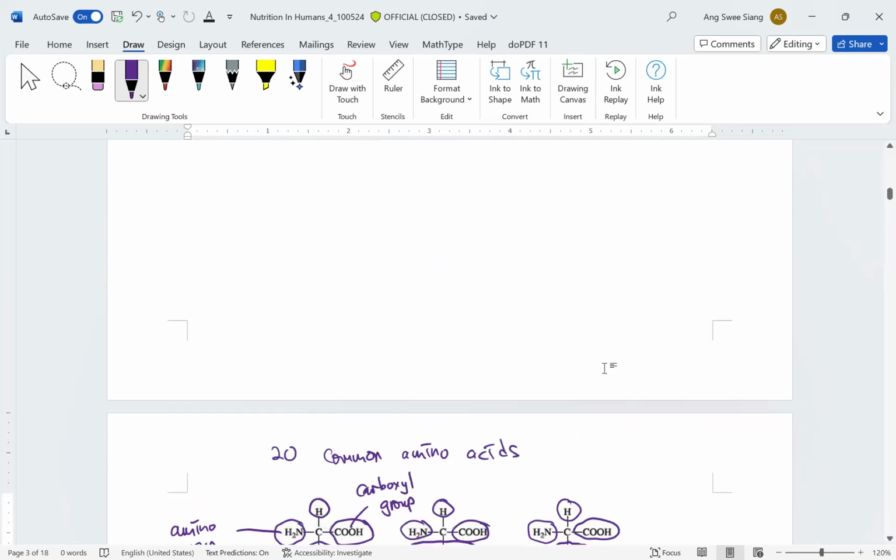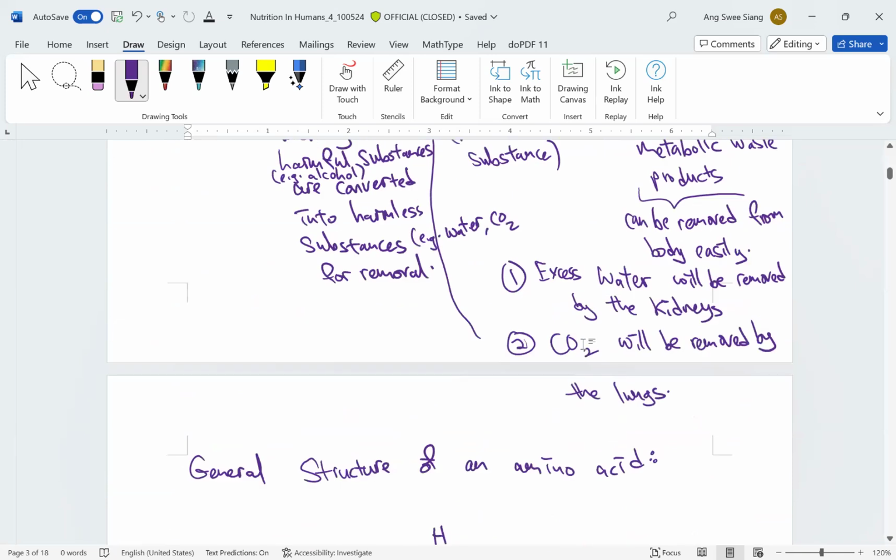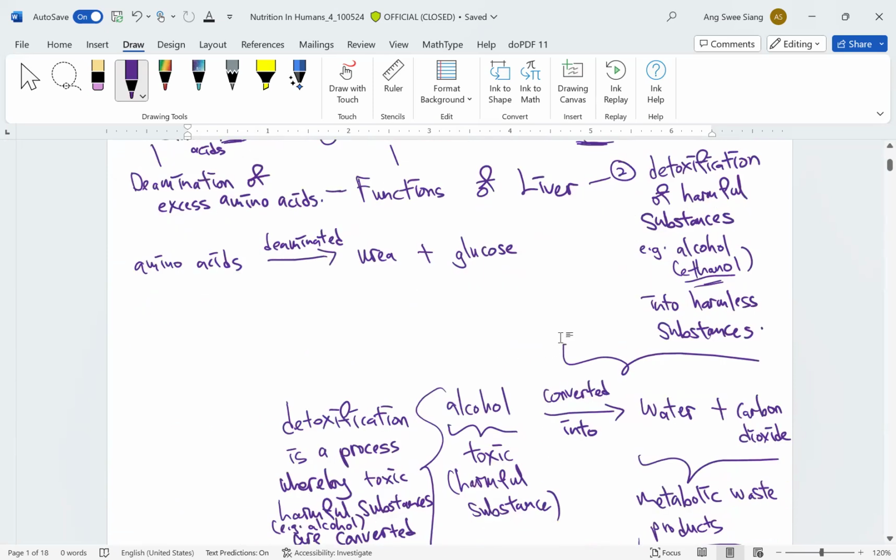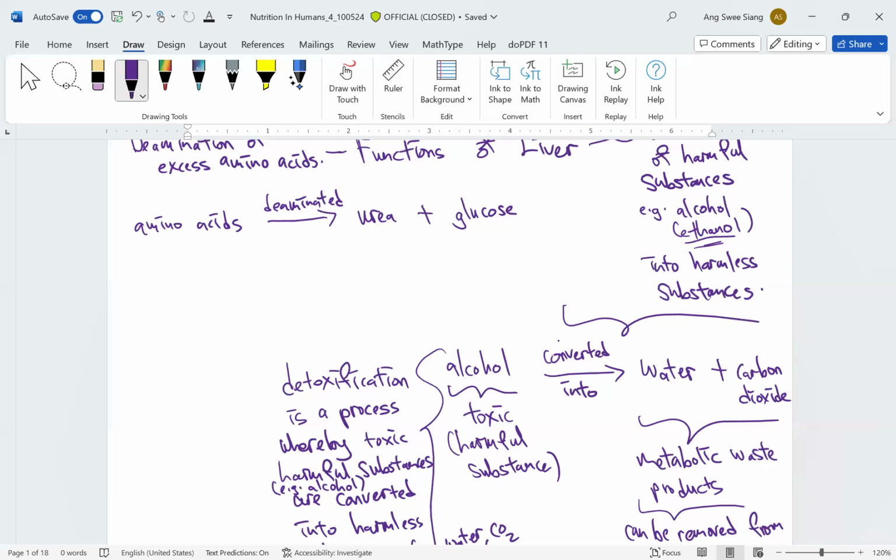So let's go back. Deamination of amino acid into urea and glucose. What happened during this deamination? So let's come back to this one. This is the structure of the amino acid. So this is the COOH, then this is the H, then this is the R group.